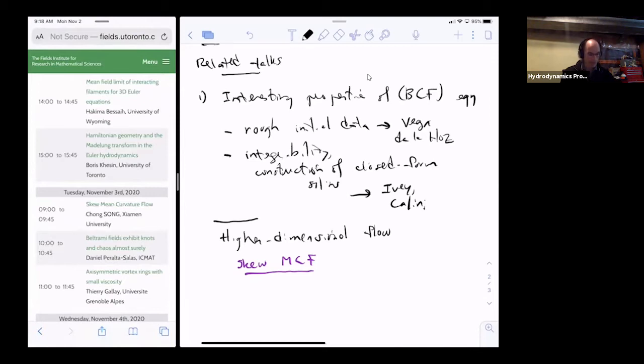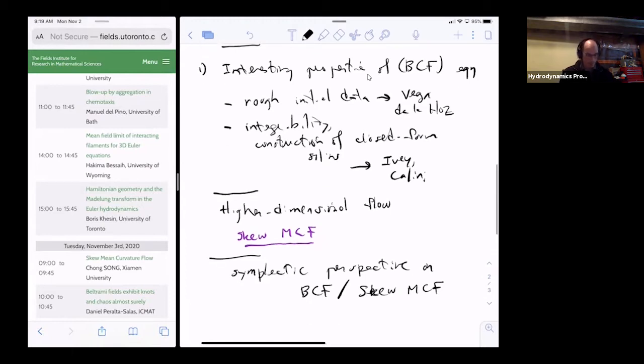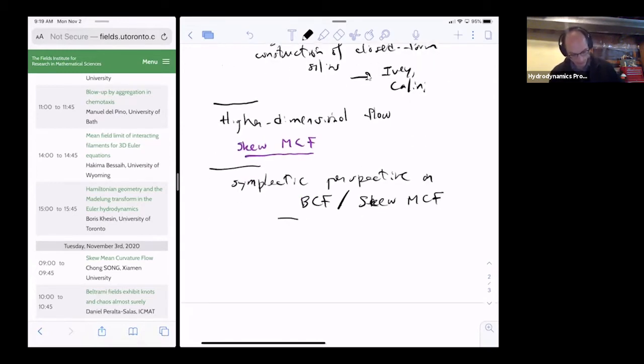And then there's also a talk by Boris Khesin, and so Boris will give a symplectic perspective, say, on the binormal curvature flow and the skew mean curvature flow. So the version in R3 and the higher dimensional analog. Okay, great. So that's one theme that we'll see quite a lot of. Okay, another theme.